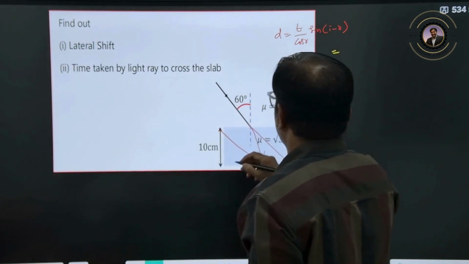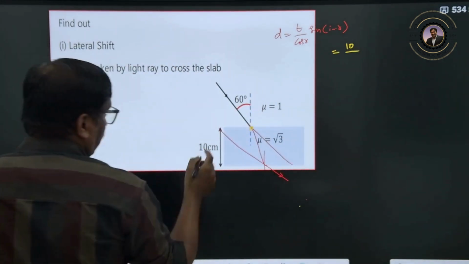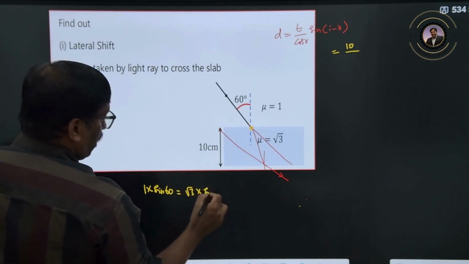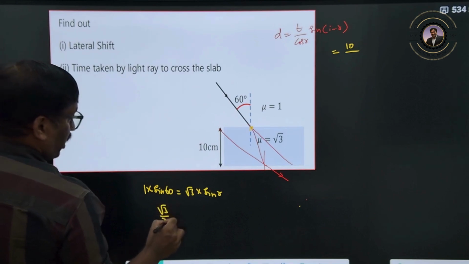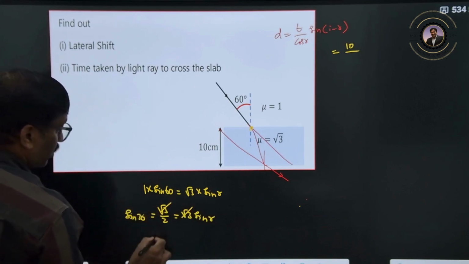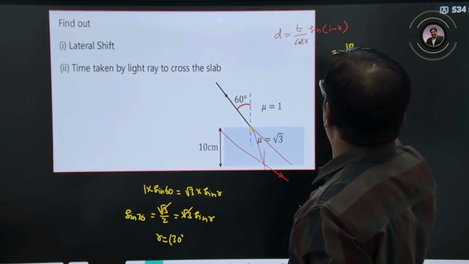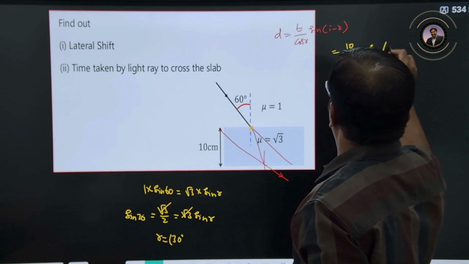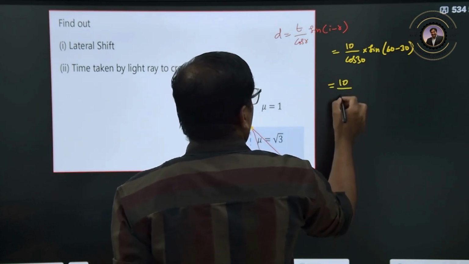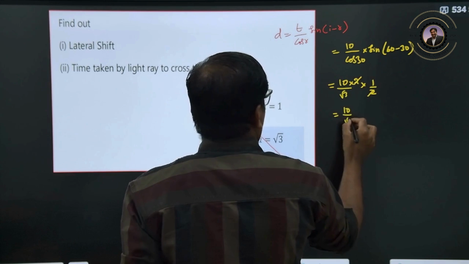Clear? So the thickness is how much now? 10 centimeter. We don't know r, we want to calculate r, therefore apply Snell's law. Snell's law: 1 into sine 60 is equal to root 3 into sine r. Sine 60 is root 3 by 2, so root 3 cancels out, and sine r is 1 by 2, sine 30. So r is equal to 30 degree. So now I got r equal to 30 degree. So 10 by cos 30 into sine of 60 minus 30. Cos 30 is root 3 by 2, and sine 30 is 1 by 2, so this will get cancelled out. So 10 by root 3 centimeter.